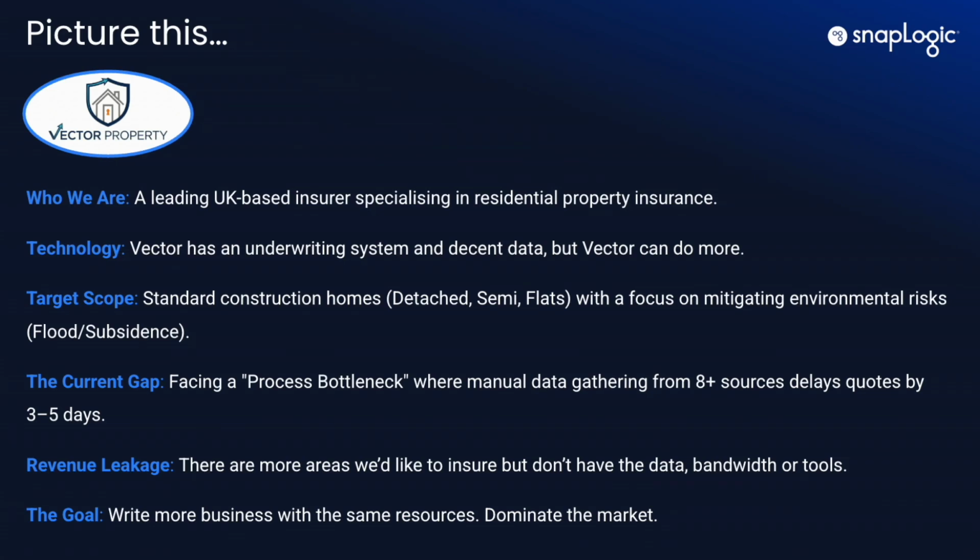Picture this. We are a company called Vector Property, a leading UK-based insurer specializing in residential property insurance. Vector has its own underwriting system at the moment and some decent data, but Vector can do more. Typically, Vector targets standard construction homes, like detached, semi-detached, terrace houses, flats, you name it, with a focus on mitigating environmental risks such as flood risks and subsidence.